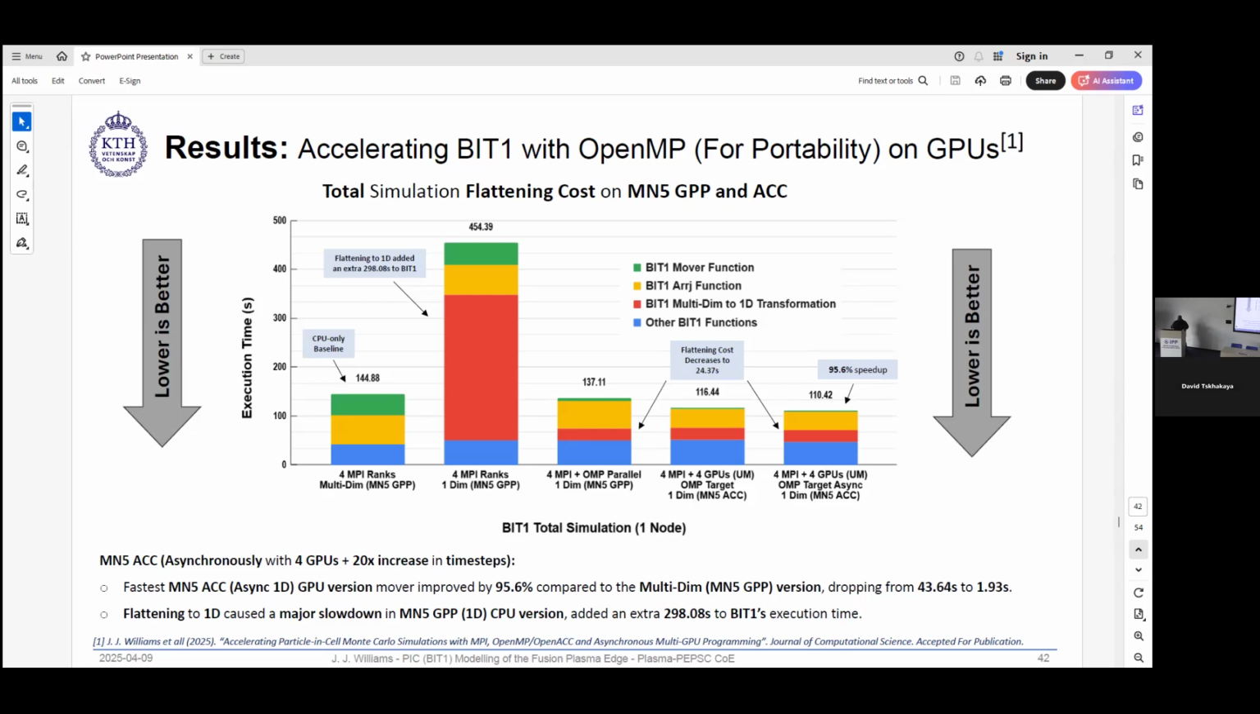But again, the point is, the issue we found is that the data layout needs to change. But as we discussed, we know better what to do. Yeah, exactly.